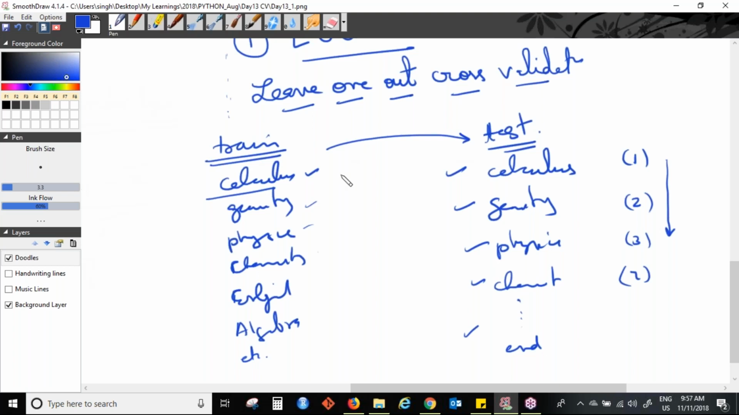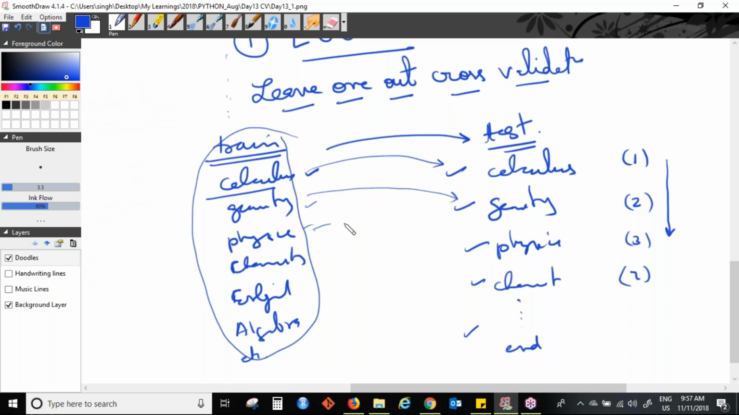So I will prepare on all these topics, and then I will see how am I performing on calculus. Then I will see how am I performing on geometry. Then I will see how am I performing on physics, chemistry, and everything. This is what you actually do when you prepare for an exam, right? You test yourself on all the skills. So that is what is leave one out cross validation.